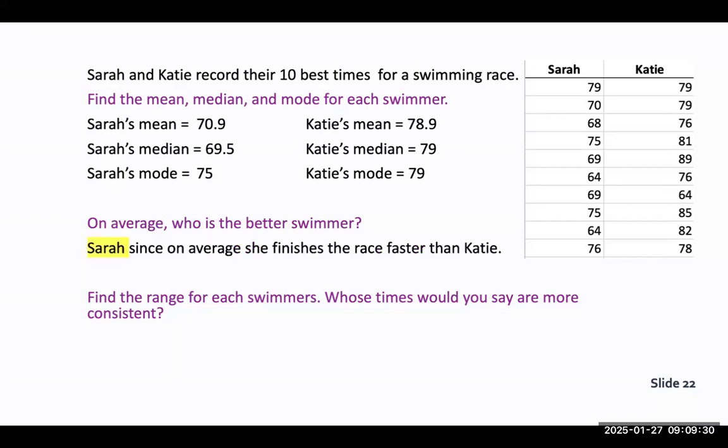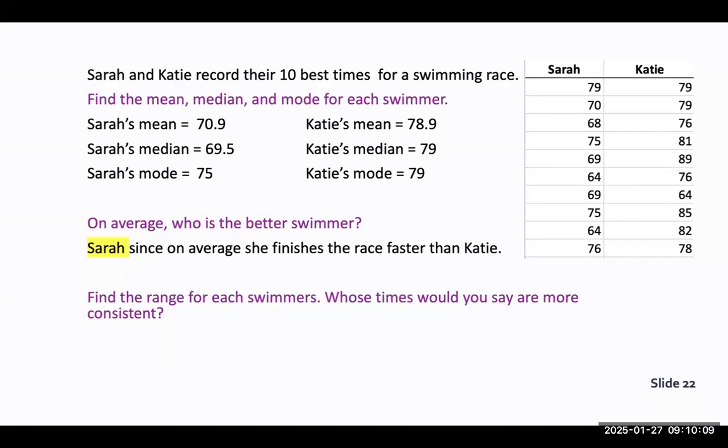Well, if you look at Sarah's mean, median, and mode, all of them are lower than the mean, median, and mode of Katie. Now, when you're swimming a race and you're recording times, the person with the shortest time is the better swimmer, right? If you were recording meters instead of time, to see over a particular amount of time how many meters you covered, then you would want the person with the highest meters. But because we're working with time, the lowest time means they're faster, so they're the better swimmer.